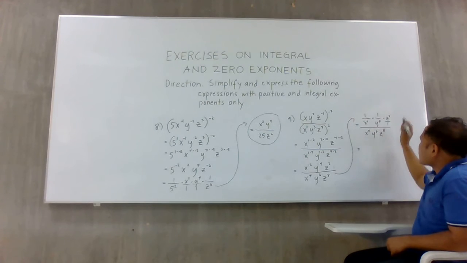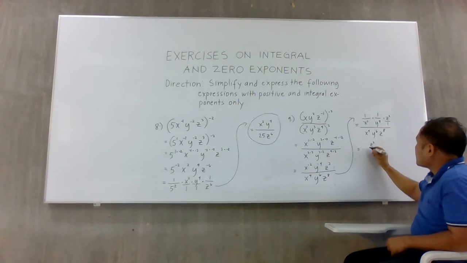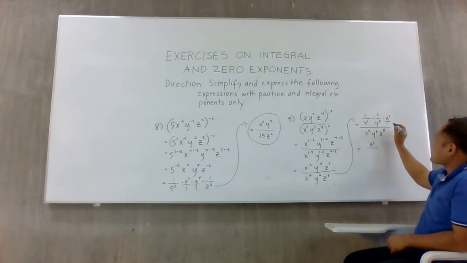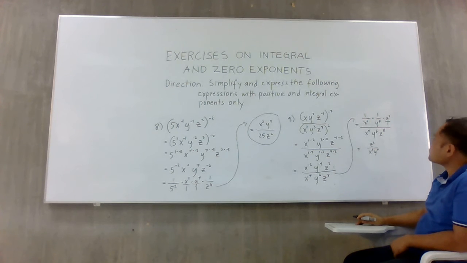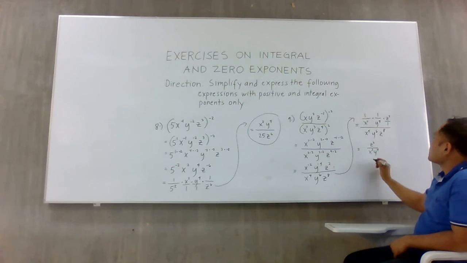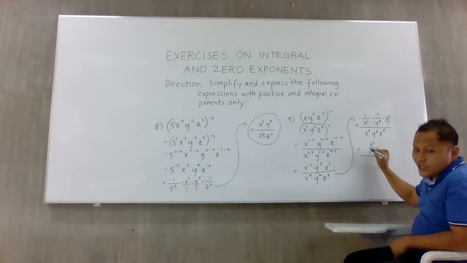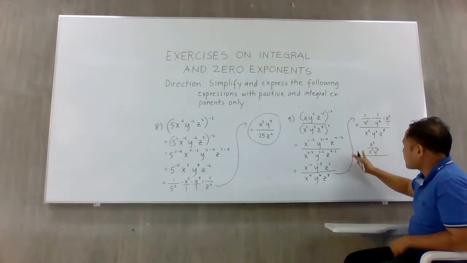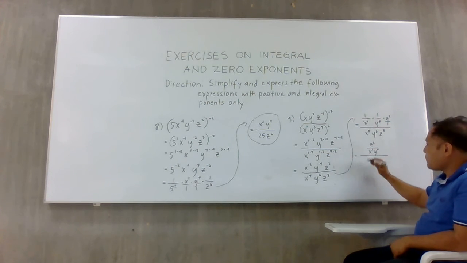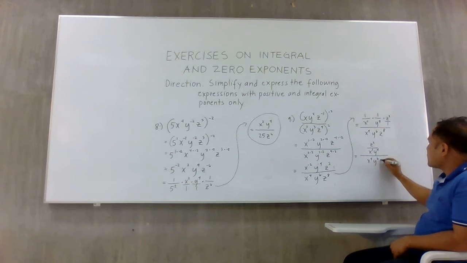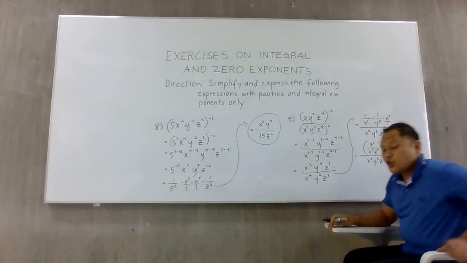So 1 times 1 times z squared, that is z squared. And then x squared times y to the power of 4 times 1, that is x squared y to the power of 4. Okay. And that is still the numerator. Do not be confused. Okay. Then this is the denominator of the main algebraic expression. X to the power of 4, y to the power of 6, z to the power of 8. Okay, this is the numerator.